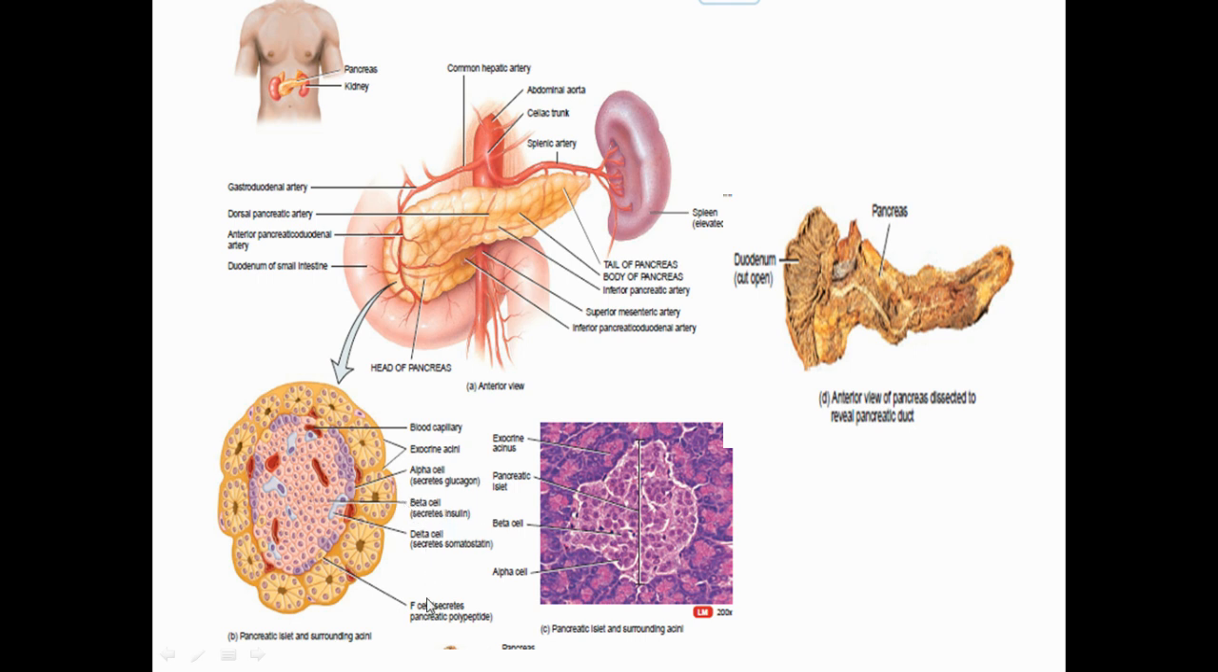So delta cells and F cells control these cells. Somatostatin inhibits the secretion of these cells. Pancreatic polypeptide also has a similar function. They inhibit somatostatin. Somatostatin also inhibits growth hormone and the secretion of insulin, whereas the pancreatic polypeptide has an inhibitory effect on somatostatin. So this is the structure of the pancreas.